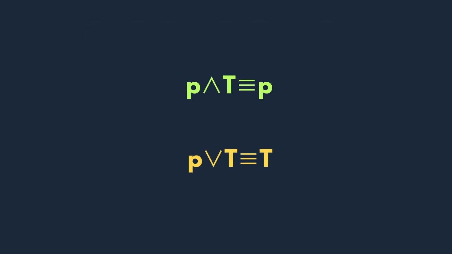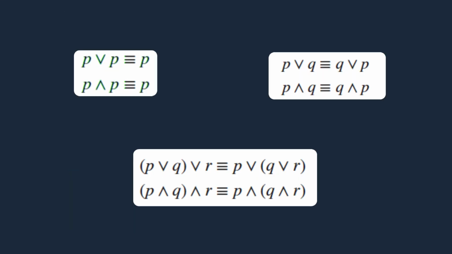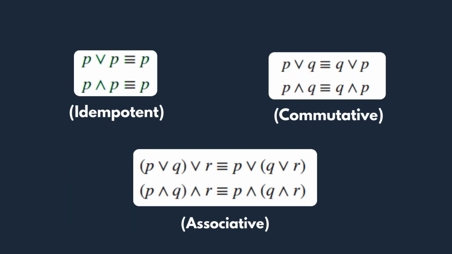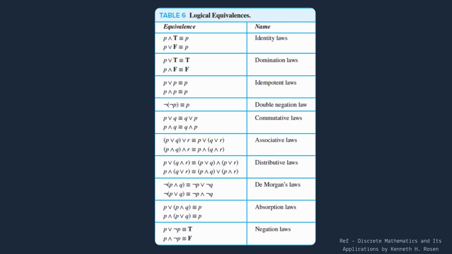Some laws describe how propositions behave when combined with truth or falsity. These are identity and domination laws. Others explain repetition, order, or grouping: idempotent, commutative, and associative laws. And some laws, like absorption, help eliminate unnecessary complexity. Once we know these laws, we can use them to prove equivalence formally.